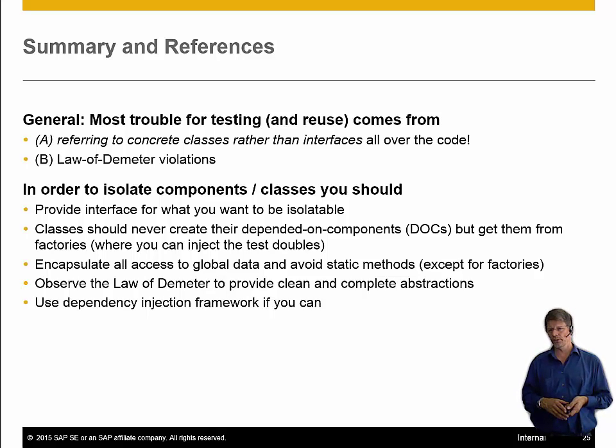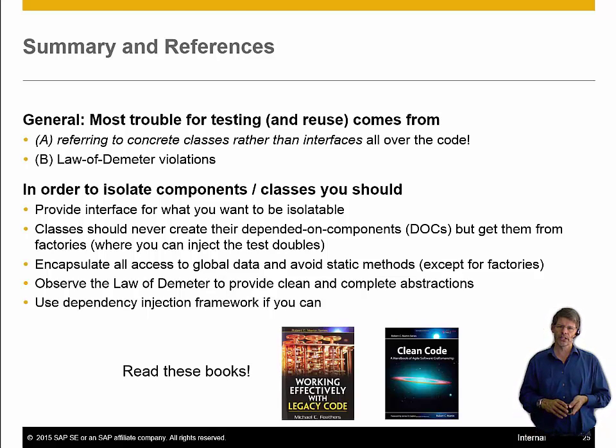For ABAP, it would be really dependency lookup, where you replace the new or the create object with a factory call, and then in that place you can inject the test double. And this is really all you need to avoid those dependencies.